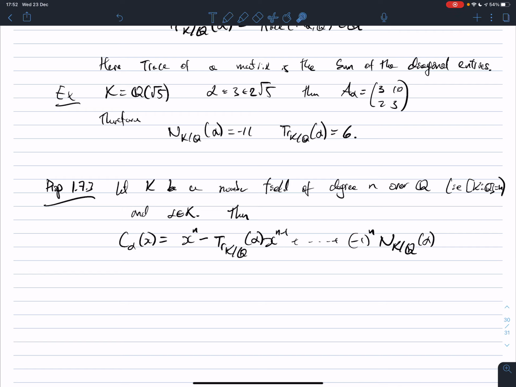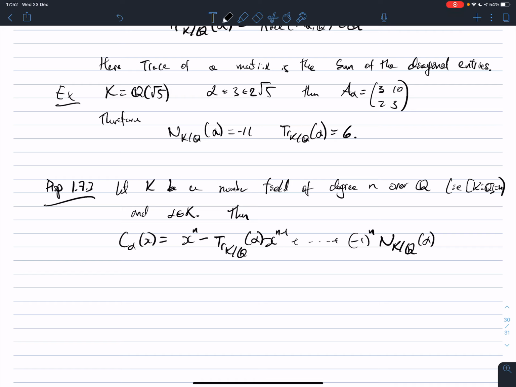So you've got to be careful with these signs. A lot of times, the easy way to compute the norm and the trace is to compute this field polynomial, and then from that you just pick out the norm and the trace by looking at the last coefficient and the second coefficient. But you've got to make sure you get the signs right. That's usually where people make small mistakes.